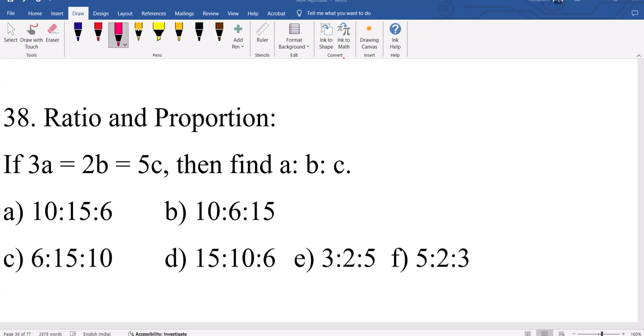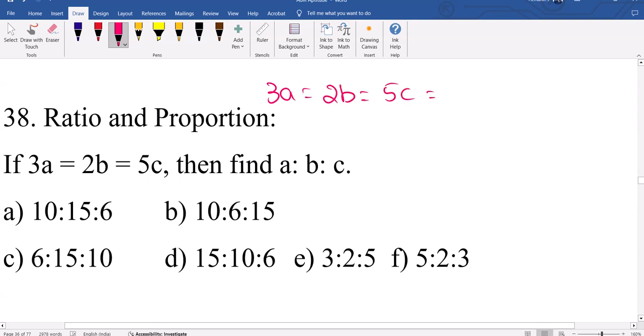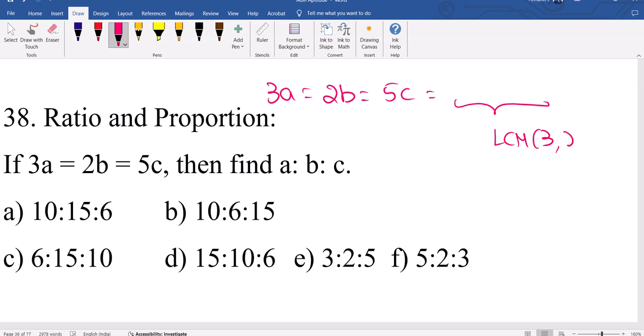Option A, right. A lot of people will go with 5, 2, 3, like that, as A by 3, B by 2, C by 5 are all equal. What I'll suggest is, since all these are equal, take the value which is divisible by 3, 2 and 5. The LCM of 3, 2 and 5 is 30.